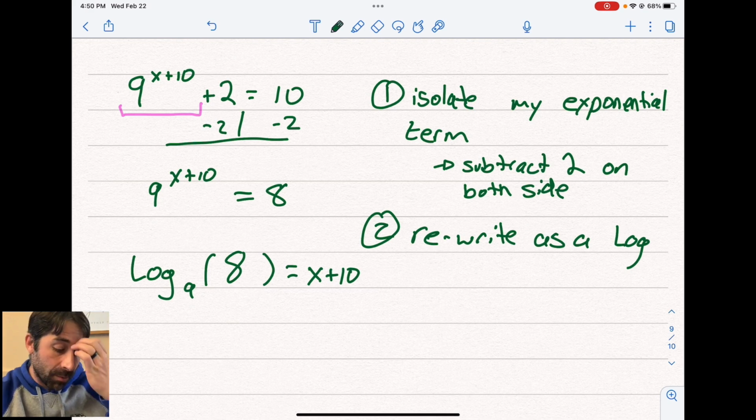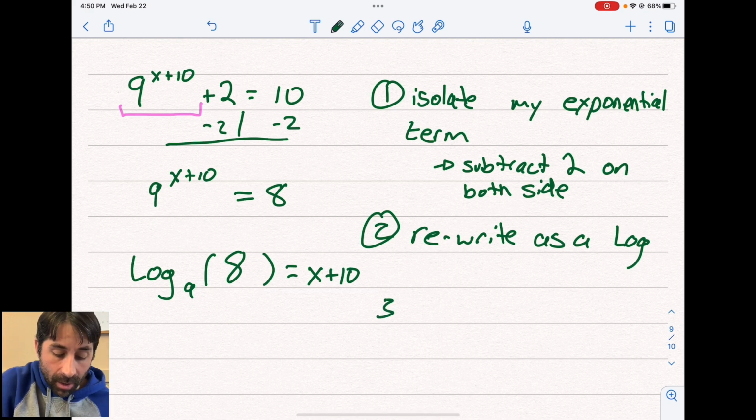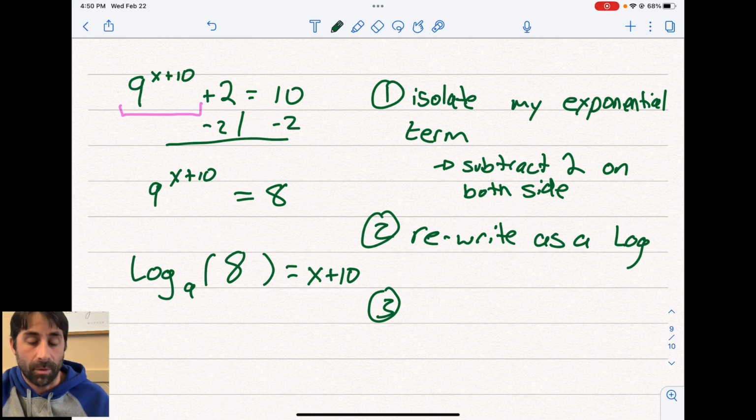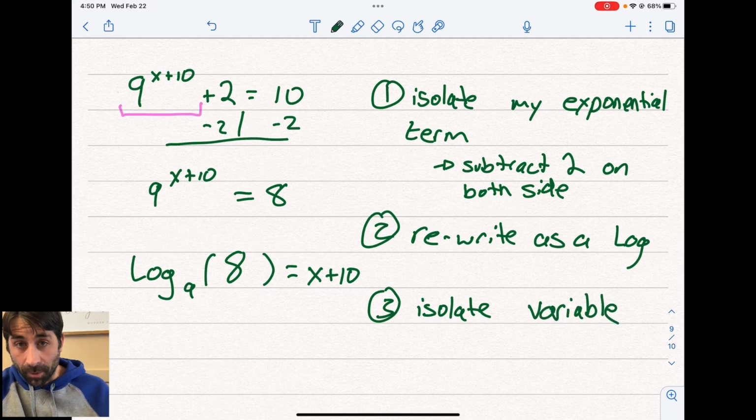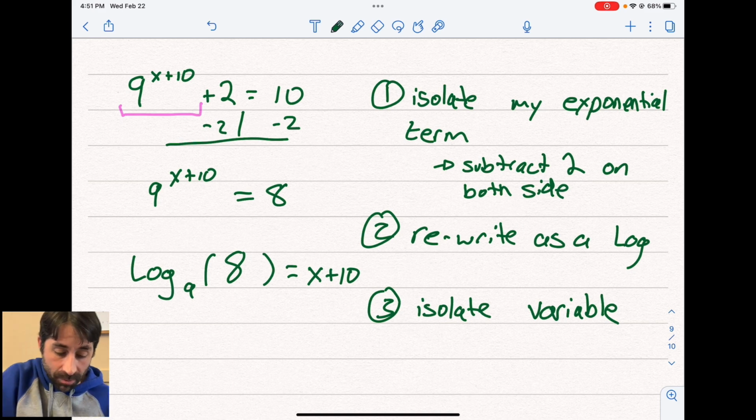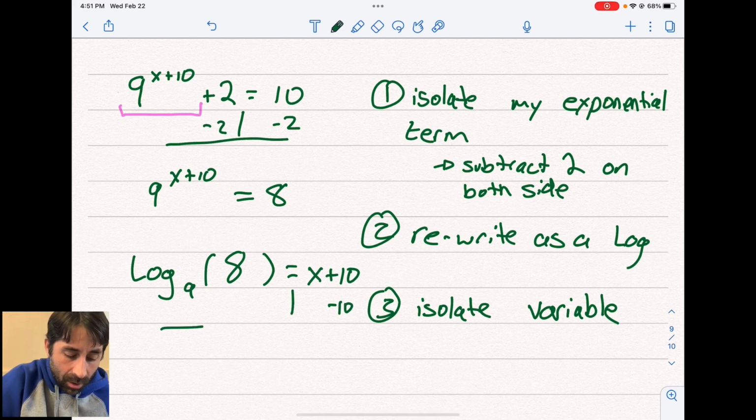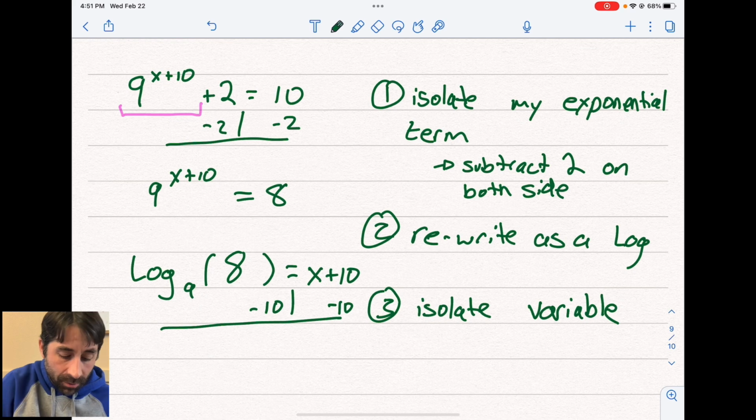So now I'm on step 3, and I need to isolate my variable. Whatever is being done to the variable, I've got to undo, and whatever I do on one side, I've got to do to the other. So I'm going to subtract 10, because that's the only thing that's next to my variable. Whatever I do on one side, I'm going to do to the other.